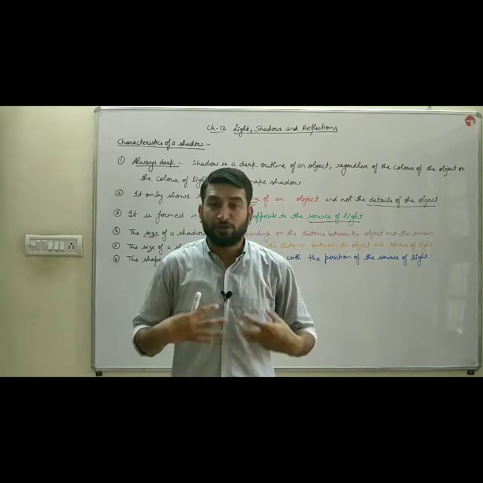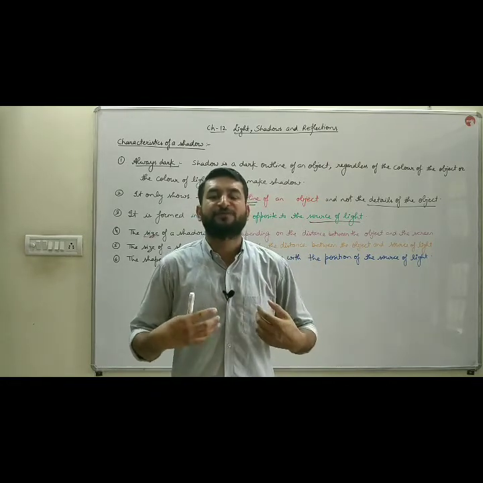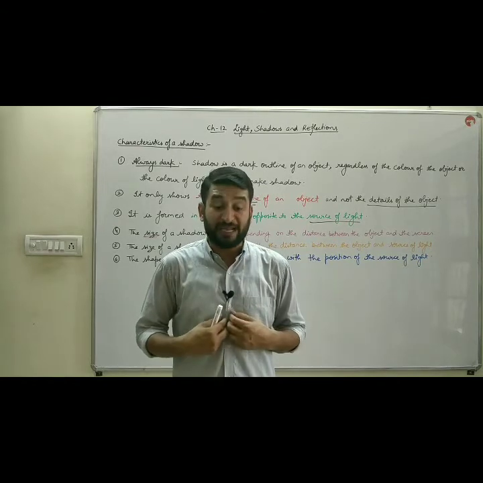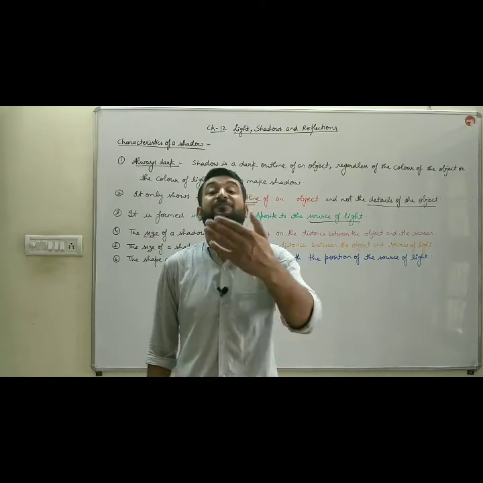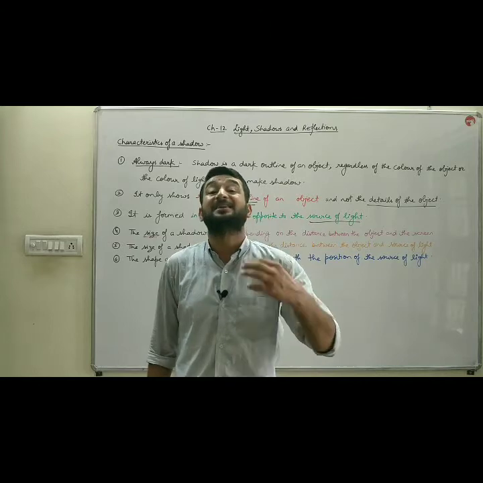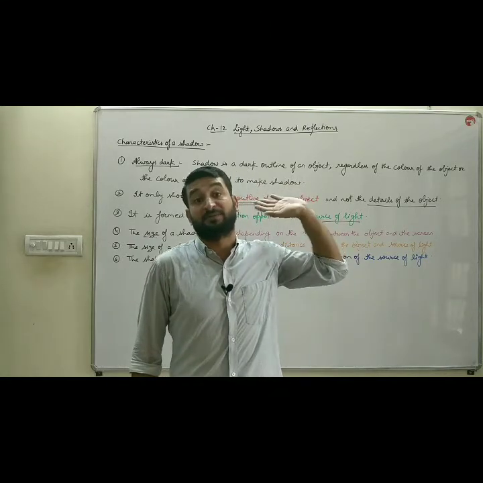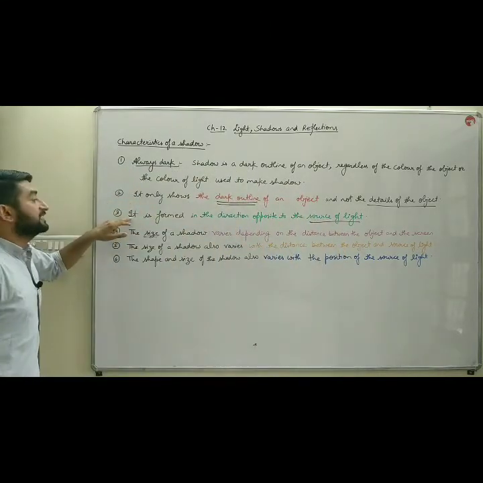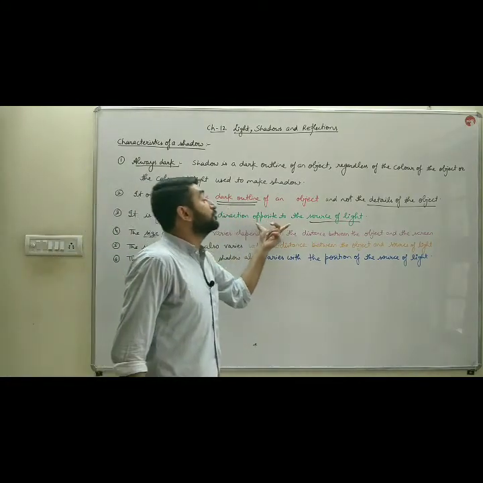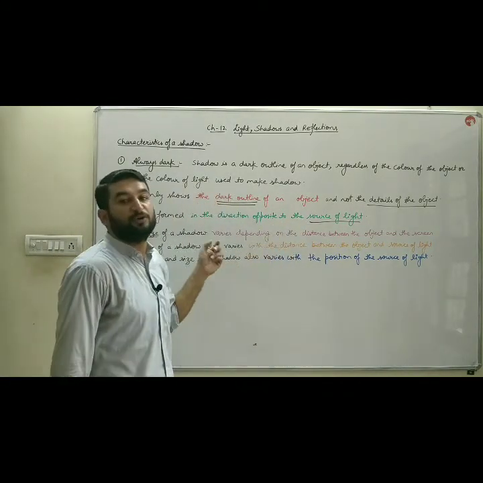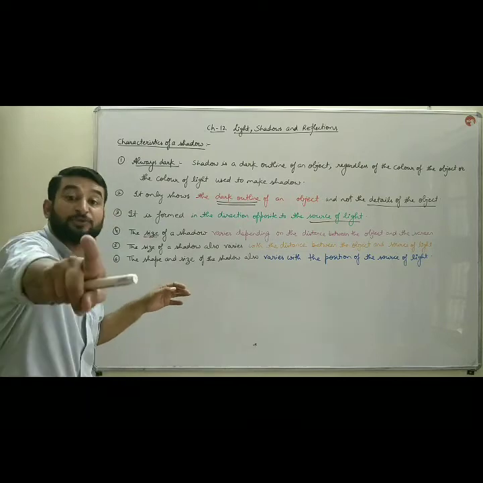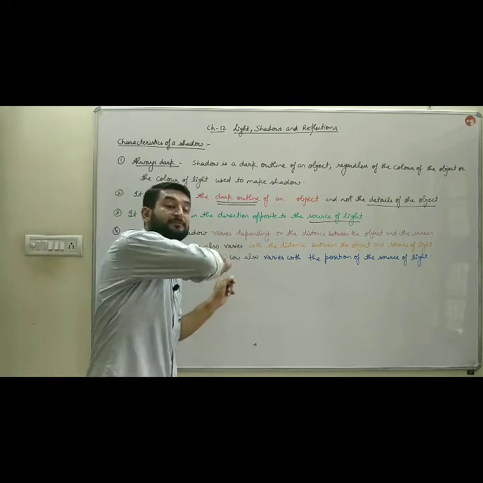So for the formation of shadow, the source of light must be placed in front of the object and the screen must be placed behind the object. So it is formed in the direction opposite to the source of light. Shadow is always formed in the direction opposite to the source of light.